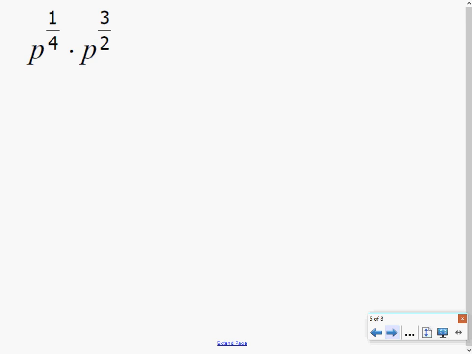But we have two fractions, right? 1/4 plus 3/2. Anytime we're dealing with fractions, we need a common denominator. So I'm going to rewrite 3/2 as 6/4. It's the same thing. If I reduce that, I get 3/2, but this allows us to actually add these two things together. So p to the 1/4 times p to the 3/2 will become p to the 7/4 because I'm adding those exponents.